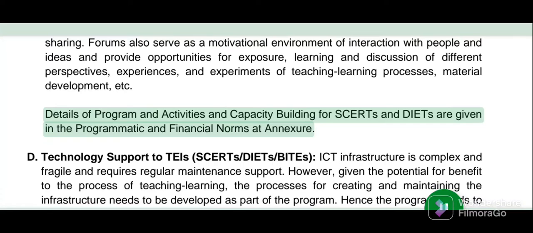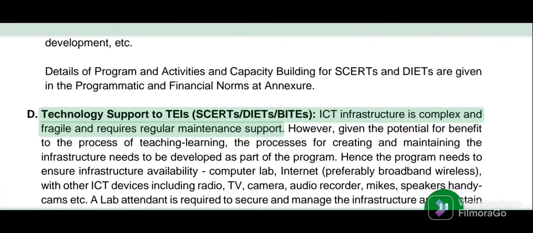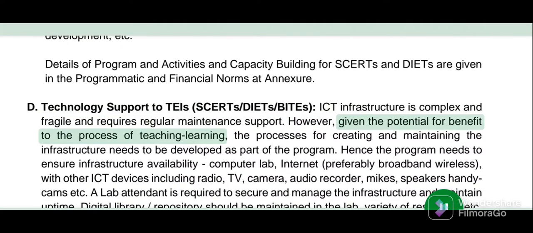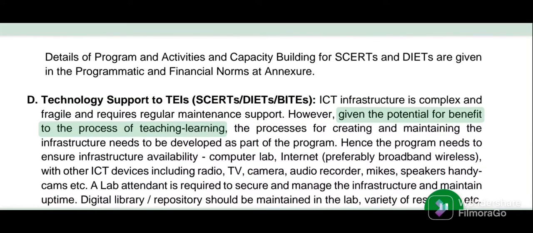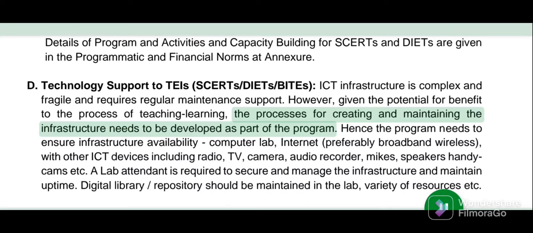Details of program and activities and capacity building for SCERTs and DIETs are given in the programmatic and financial norms at Annexure D. Technology support to TEIs, SCERTs, DIETs, BITEs. ICT infrastructure is complex and fragile and requires regular maintenance support. However, given the potential for benefit to the process of teaching learning, the processes for creating and maintaining the infrastructure need to be developed as part of the program.